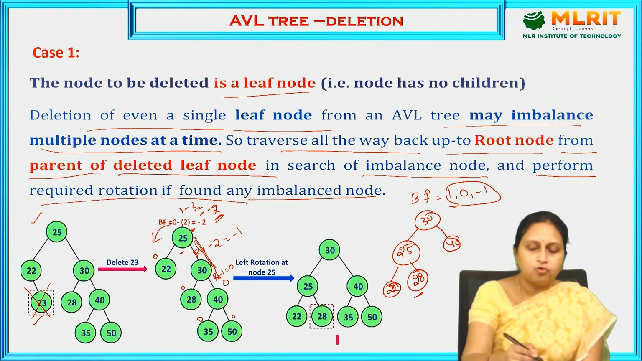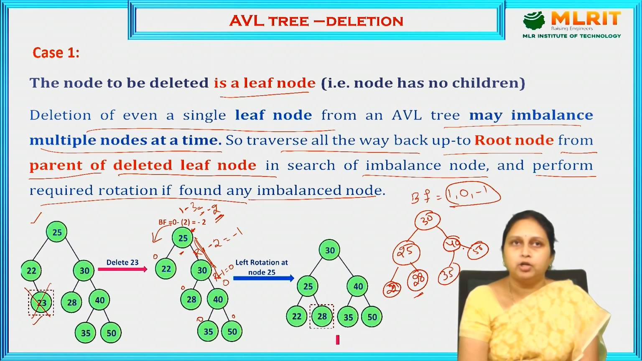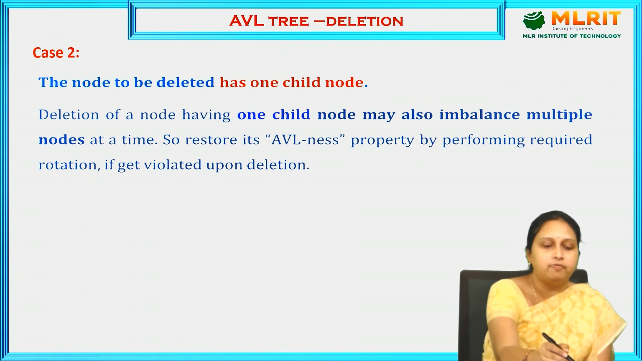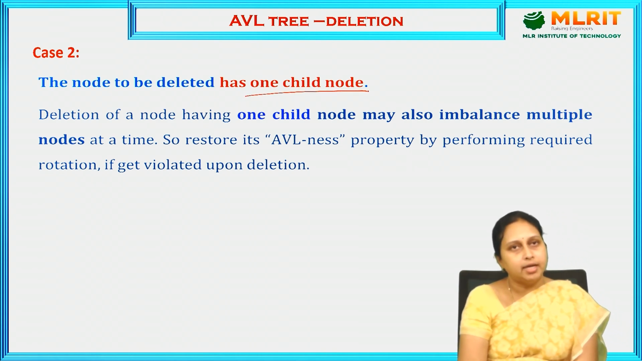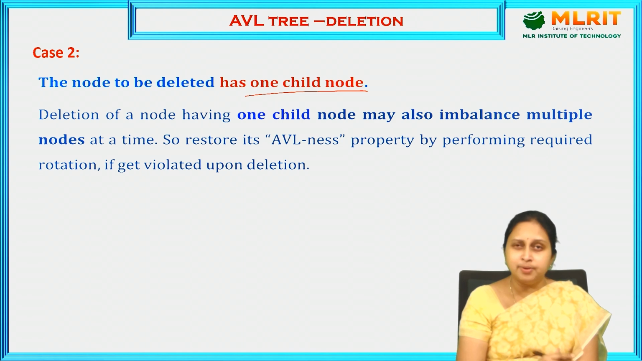And the leftover 40 you don't have any problem. Directly we can insert 35 and 50, right? Like this way, we are going to perform the deletion of leaf node. This is one case. Now going for the second case, the node to be deleted has only one child. Again, here also, you may have a chance of doing multiple rotations when I am going to delete an element with one child. Okay, so let us see the example here.